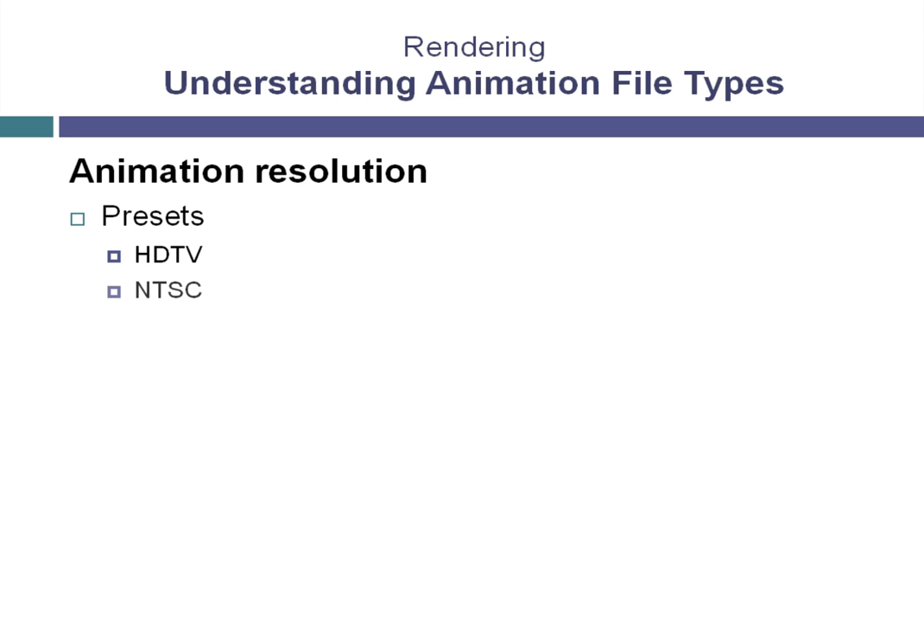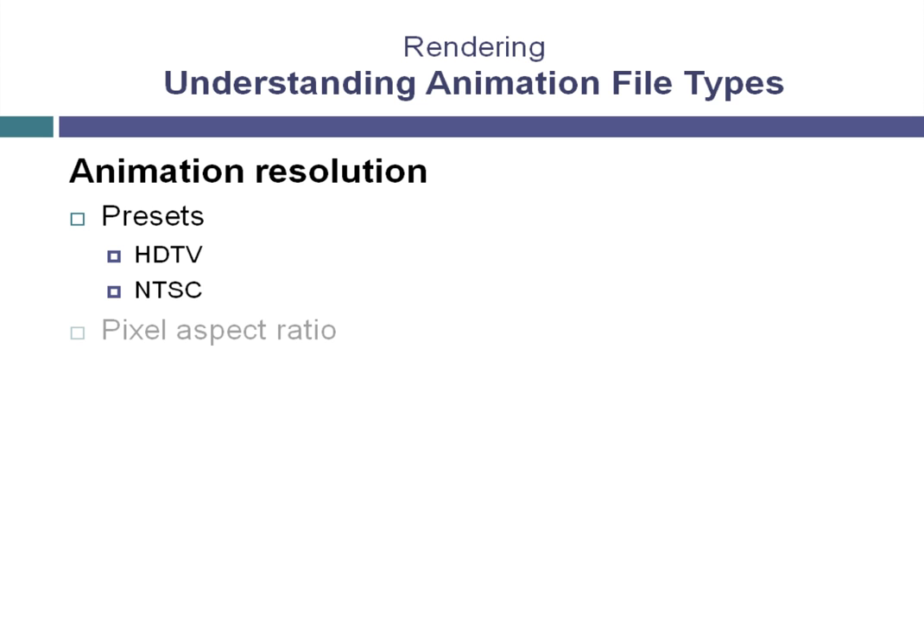NTSC is another very popular image format and is the standard broadcast format for American television. In most cases, if you're going out to video that will be played on a standard television, you'll be using this format. This format has an aspect ratio of 4:3, which is a little more square than HDTV.